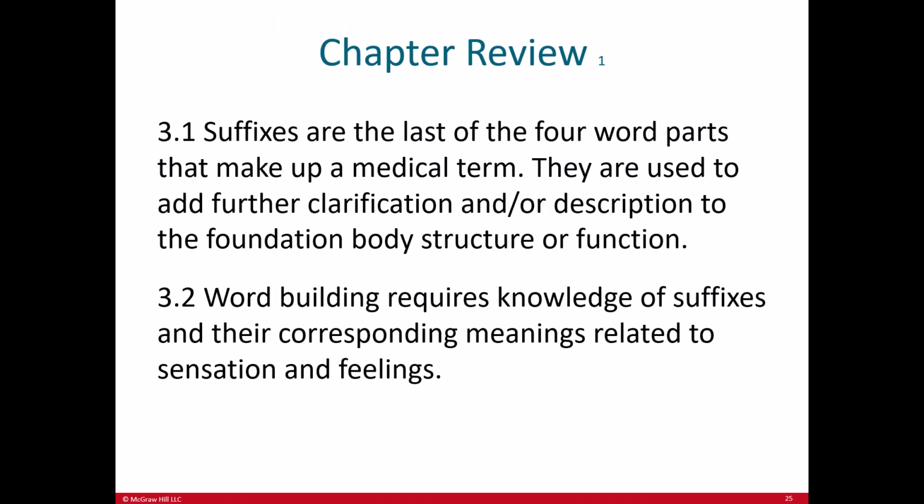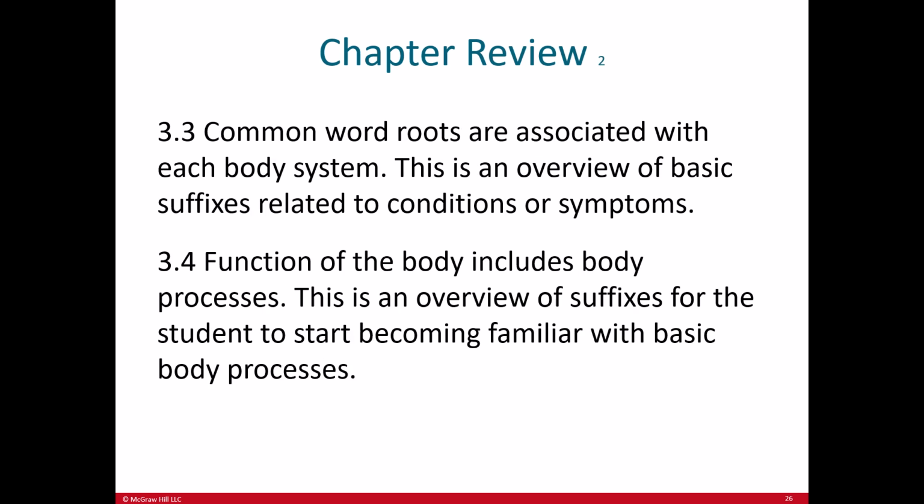Great job, everyone. Let's review this chapter. So learning outcome 3.1, suffixes are the last of the four word parts that make up a medical term. They are used to add further clarification and or description to the foundation, body structure, or function. Learning outcome 3.2, word building requires knowledge of suffixes and their corresponding meanings related to sensation and feelings. Then 3.3. Common word roots are associated with each body system. This is an overview of basic suffixes related to conditions or symptoms. 3.4. Function of the body includes body processes.